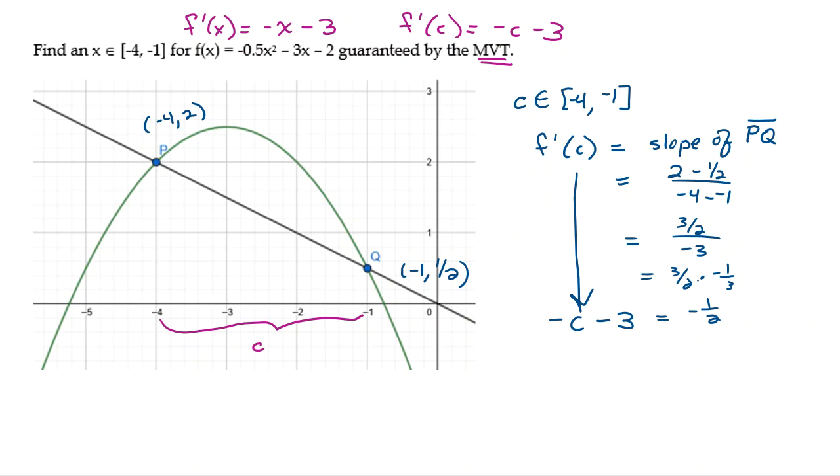Okay, let's see. This looks pretty straightforward. We add 3 to both sides, we get 2.5, and then multiply. Hey, it is right between negative 2 and negative 3. So that kind of makes sense with my picture. If I go to negative 2.5 and then go straight up, it's going to be about right there. And it looks like the tangent line is going to be parallel to the secant line at that point. So the x value guaranteed by the mean value theorem is negative 2.5.